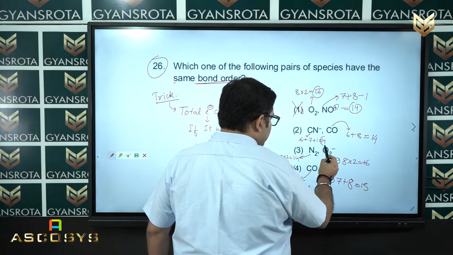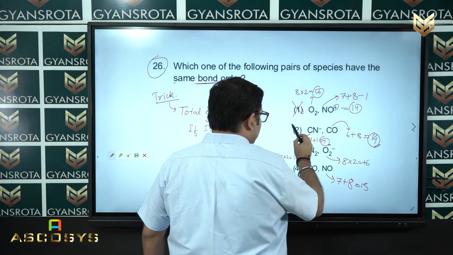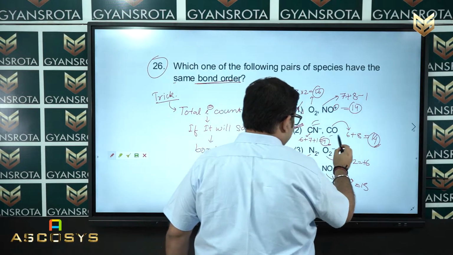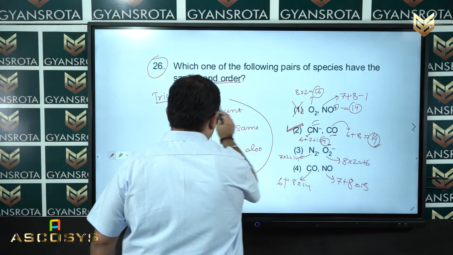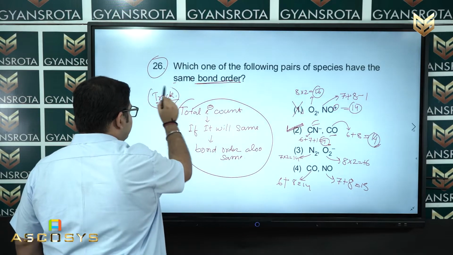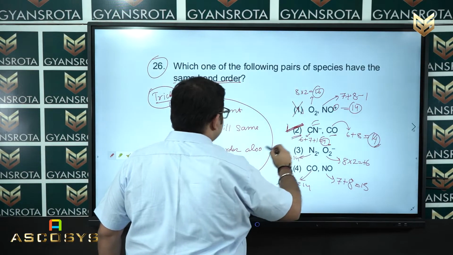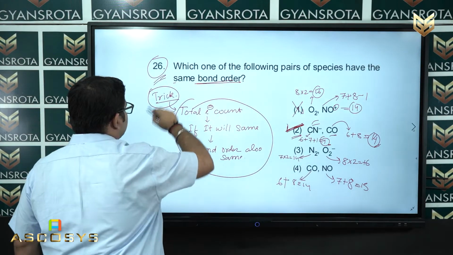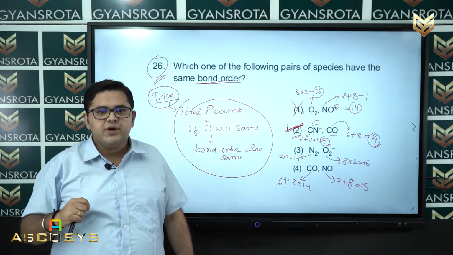So, here see the total electron count is 14 and in this species the total electron count is 14. So, for option 2 the bond order is also the same for CN minus and CO. So, in this way, it is a small trick, this is not a concept. With the help of this trick you can easily solve these types of questions. So, option number 2 is the correct answer of your question number 26. Now, we are moving to another question, that is question number 27.